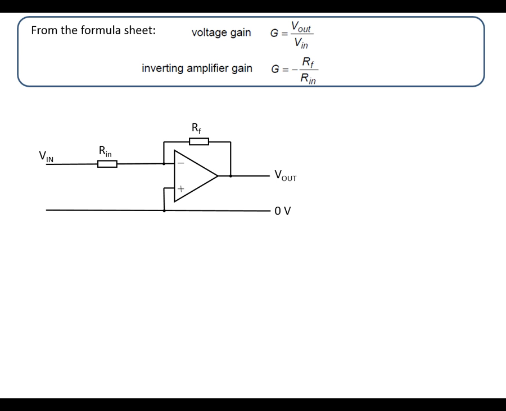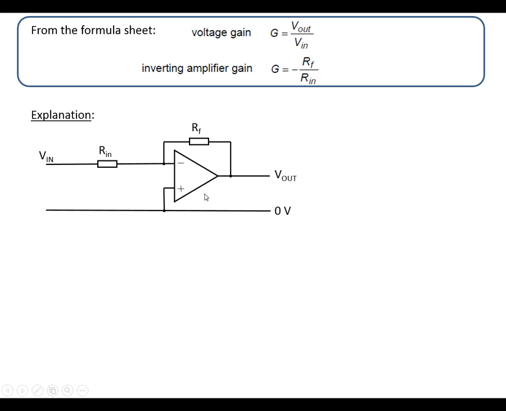Inverting amplifier. We've got two formulae which you find on the formula sheet, the general one for voltage gain and the specific formula for this circuit. This is a circuit diagram where we've got Rin going into the inverting input and we've got RF going between the output and the inverting input. Non-inverting input is connected to 0 volts.